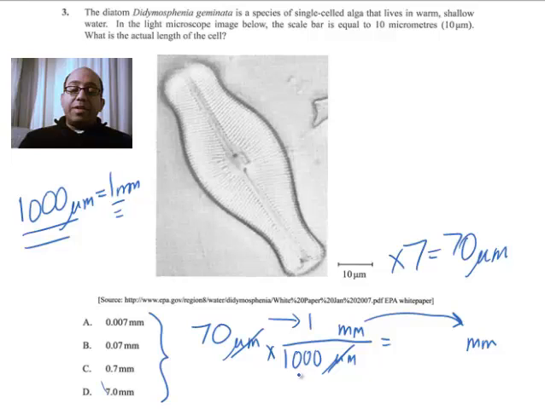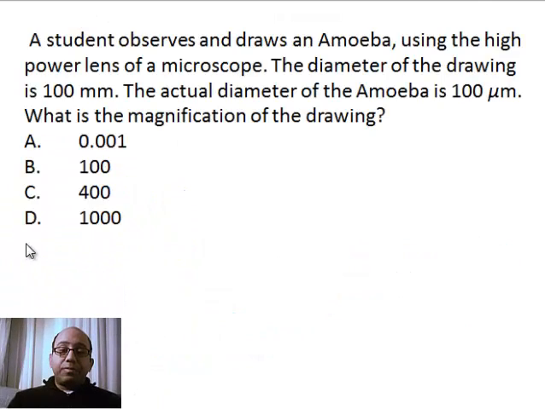And when you divide by 1,000, you move the decimal point 3 times to the left. You don't need a calculator. So we move it 1, 2, 3. And you get 0.070 millimeters. And you see that the answer is B right here. So let's take a look at another question.